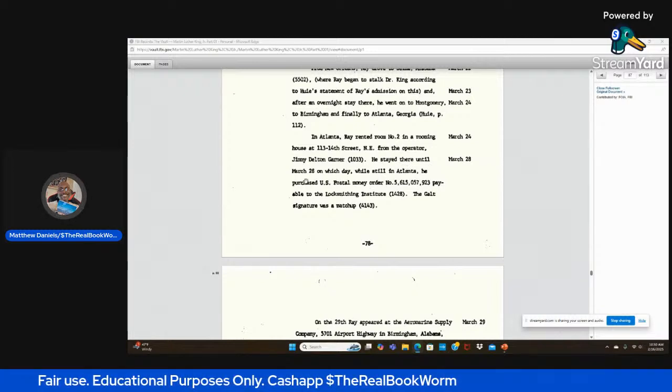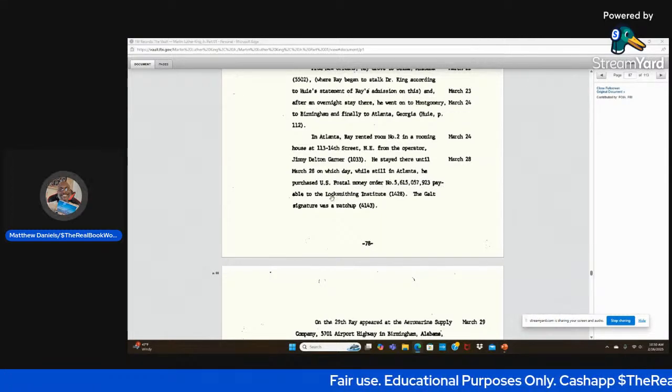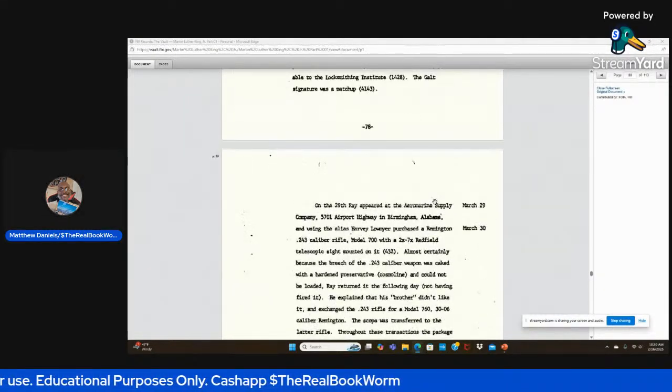He stayed there until March 28th, on which day, while still in Atlanta, he purchased a U.S. Postal money order payable to the Locksmithing Institute. The Galt signature was a matchup.